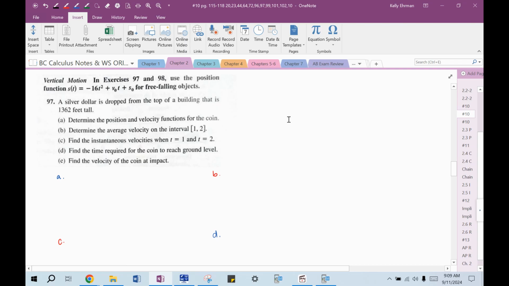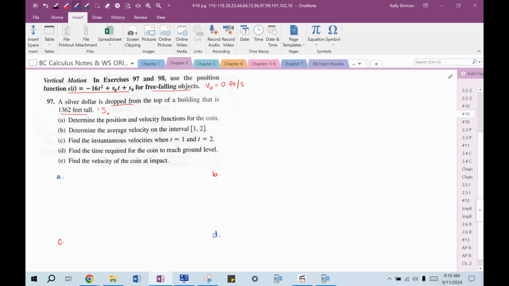Okay, a little bit of physics here. So for this exercise, we're using this position function for free-falling objects. A free-falling object means that if you're just dropping an object, the initial velocity is 0. And I'm assuming that the times are in seconds, if I remember correctly. It doesn't actually say seconds, I don't think, in here. Okay, a silver dollar is dropped from the top of a building that is this tall. So that is our initial position.